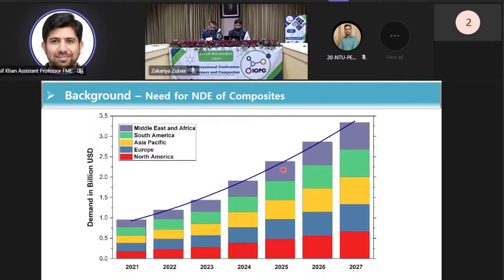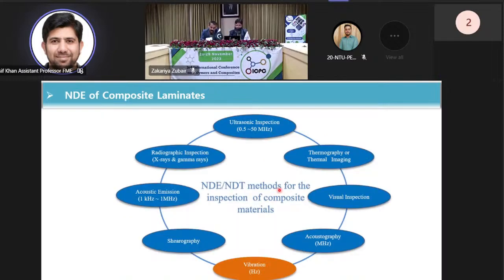If we look at the market size of non-destructive evaluation and testing technologies, by 2027 it is projected to be around 3.5 billion, only for the technology that can assess the health condition of laminated composites. The commonly employed and well-established non-destructive evaluation and testing techniques for laminated composites are, for example, xeroradiography, acoustic emission, radiographic inspection, ultrasonic inspection, thermography, and on a larger scale, the very basic one, the visual test, and acoustography and vibration-based methods.